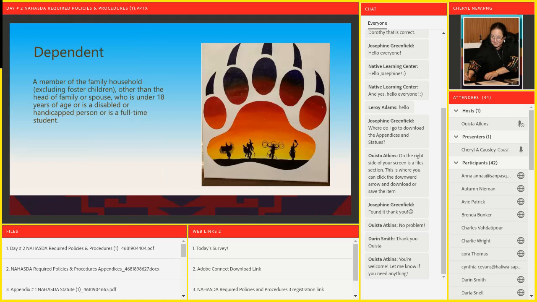A dependent, a member of the family household, excluding foster children. Now, that is a carryover that hasn't been fixed yet from public housing. Okay, we're not supposed to give a dependent deduction to a foster child. Now, in Indian country, we take care of our family. That's the easiest way to put it.